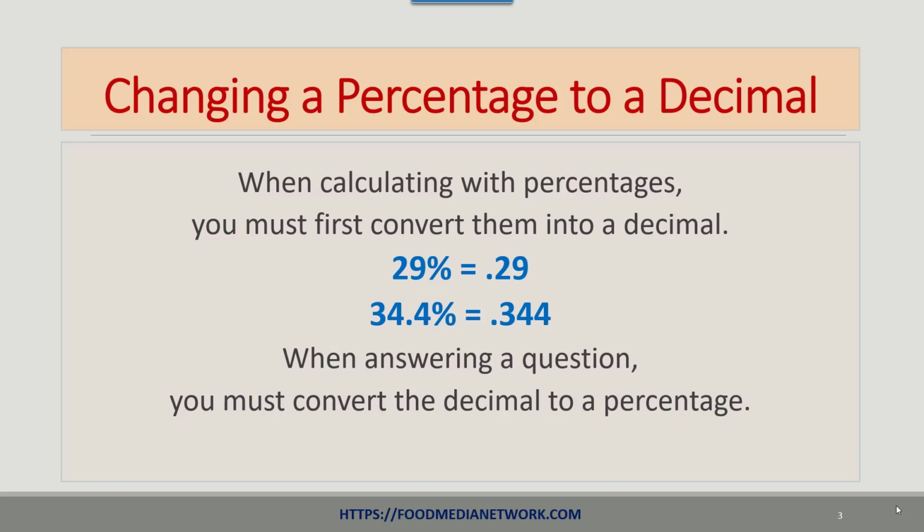When answering a question, you must convert the decimal to a percentage. For example, 0.477 would equal 47.7%. We wouldn't say our labor cost is 0.477. We would say our labor cost is 47.7%.